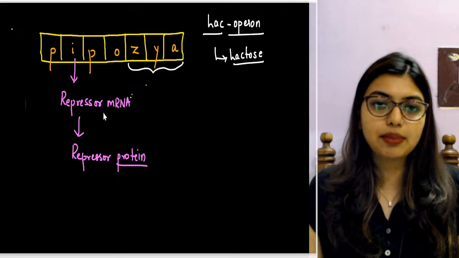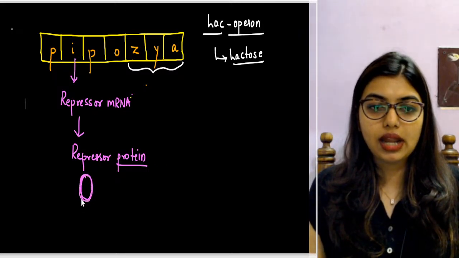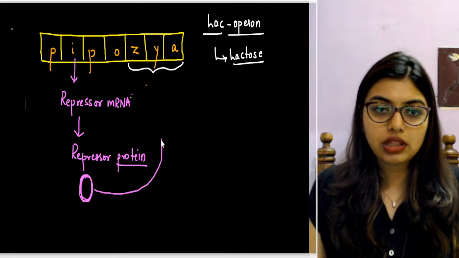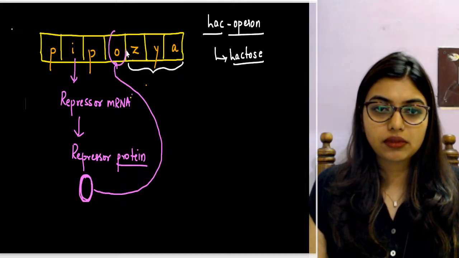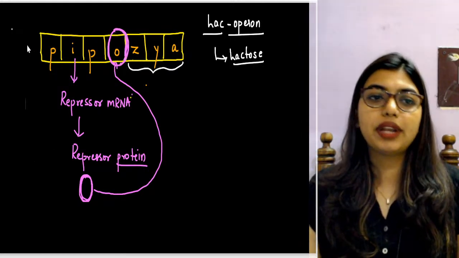Now this repressor protein has a problem. He's like, I need to go and block the road. So this repressor protein will go all the way from here and block the operator. Block who? The operator. This operator has got blocked.